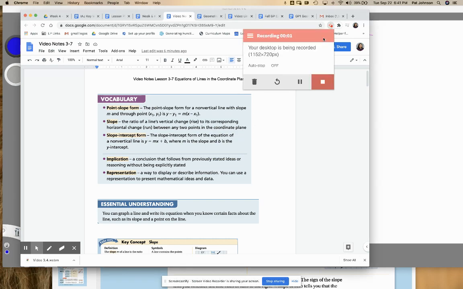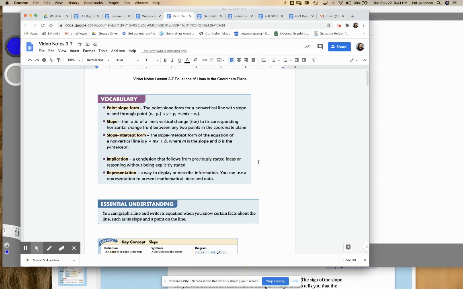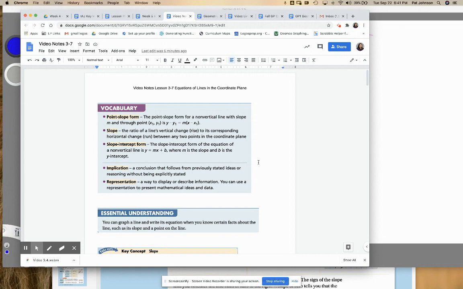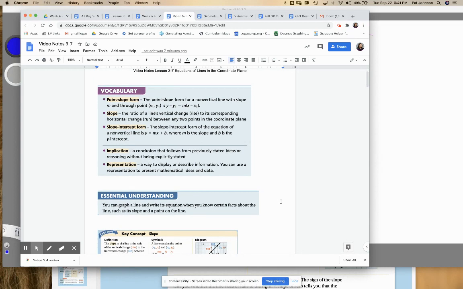Hello, we are doing lesson 3.7, equations of lines in the coordinate plane. So the first thing you want to do is get out your video notes. Here we have a vocabulary. We have 3 words: point-slope form, slope, and slope-intercept form.